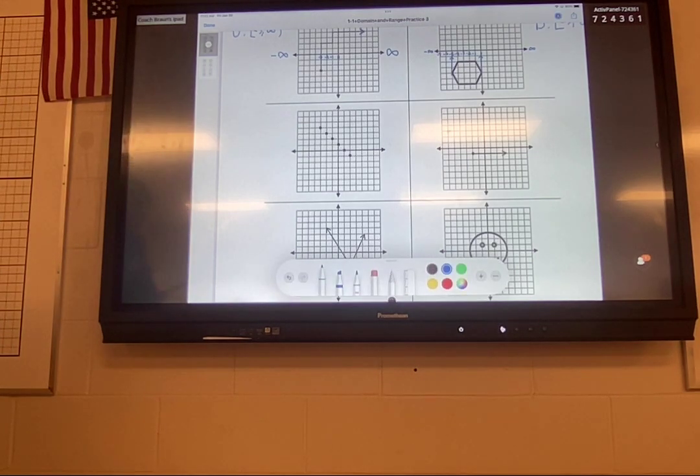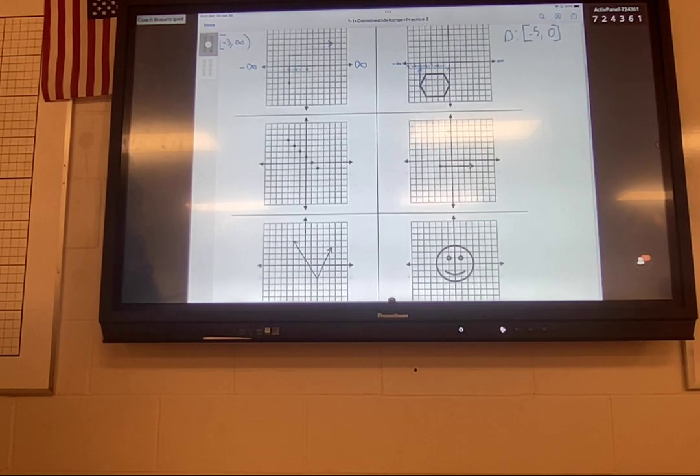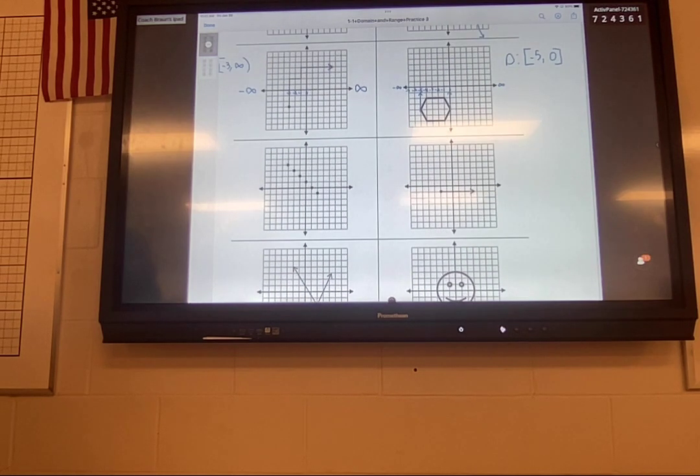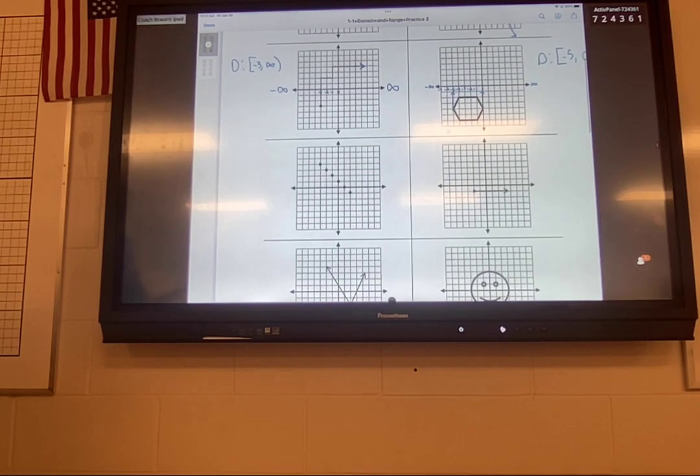I put brackets around the double quote. You use brackets unless you see open circles or an infinity sign. I didn't think we had open and close circles when we moved these. Always, when you're doing interval notation, you've got to use your rules about brackets.